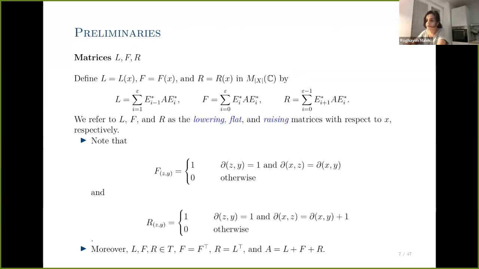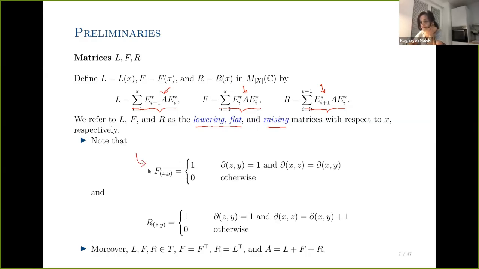Okay, there is another notion that I need to define here: raising, flat, and lowering matrices. These are defined as follows, as you see here: the sum of some E_i^* A E_i^* stars. And these are in fact matrices in our Terwilliger algebra, and the reason is that these are all generators of the algebra. So obviously these are in our algebra.